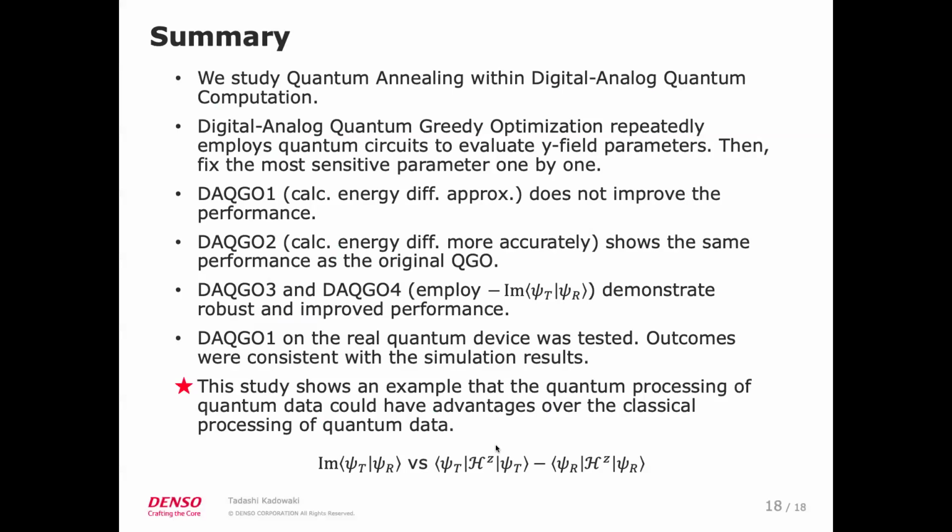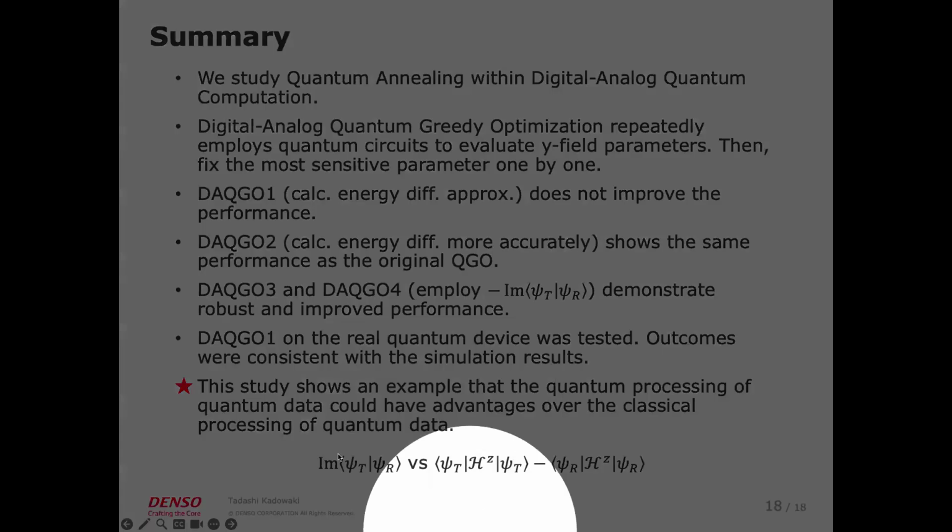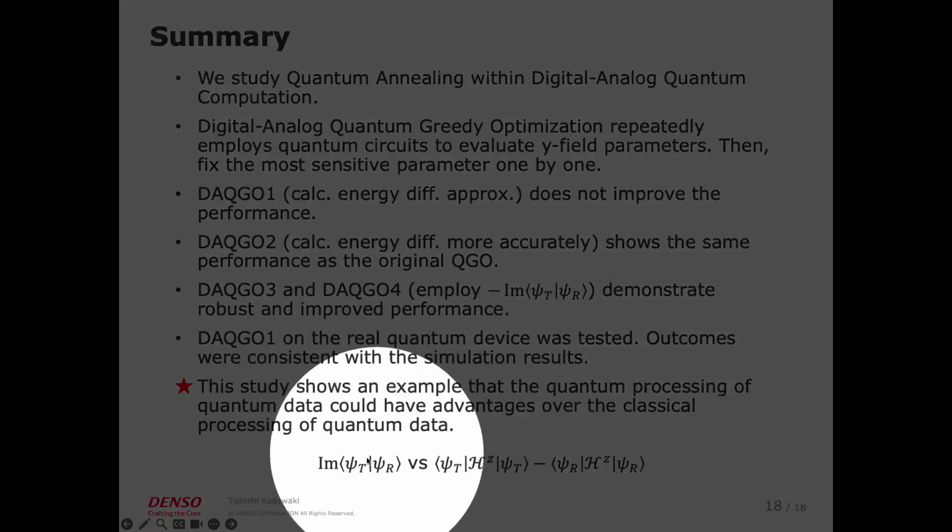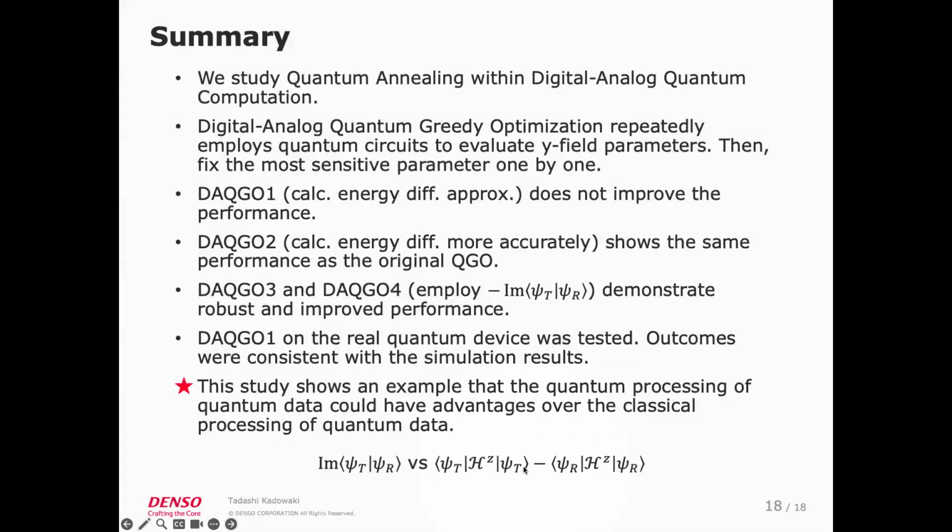And what we learned is in the last bullet. This study shows an example of quantum processing of quantum data. In the first algorithm, DAQG1, or no, the original QGO algorithm, the data is processed by a classical processor. But now we calculate the phase information. That is, we need another quantum circuit. In such a case, there's room to improve the performance. I mean, when we apply the phase information, we have better results compared to just the simple classical difference of the energy.